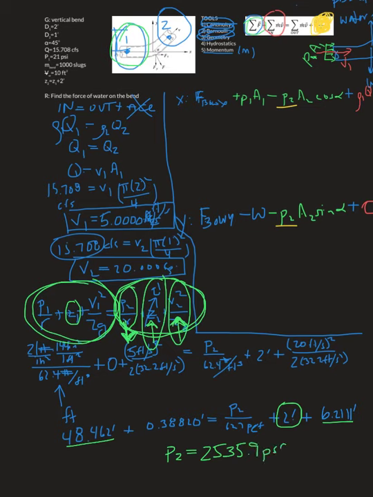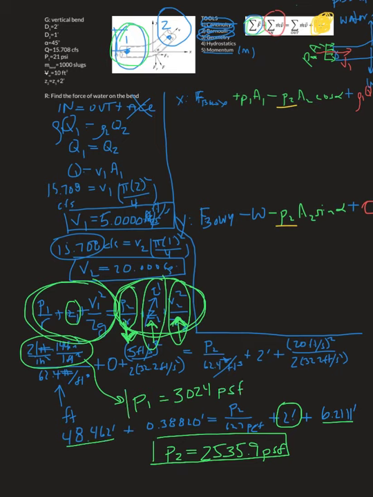So if I solve for this, the pressure in fact is 2535.9 PSF. Which, you might say, wait, you never told us what this number is. That's P1. So P1 turns out to be 3024 PSF. It was just given to you in PSI. So notice that the pressure did in fact decrease. And the other thing to notice is that this velocity head, when the pipe got narrower, increased, and it went up by a ton, right?